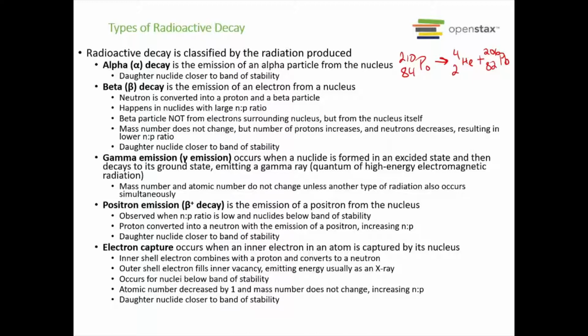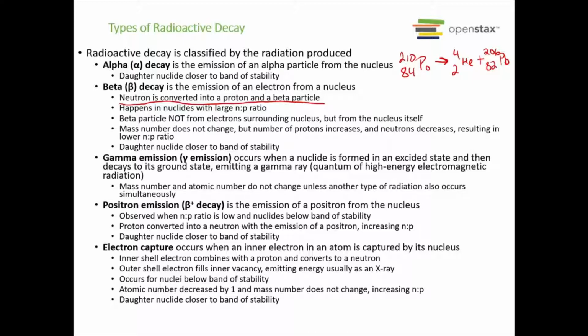Beta decay is the emission of an electron from a nucleus. The way this works is you have a neutron that is converted into a proton and a beta particle. This is not an electron from the ones surrounding a nucleus, not one of your shell electrons. It's actually coming from the nucleus itself. So that nucleus converts a neutron into a proton and a beta particle.